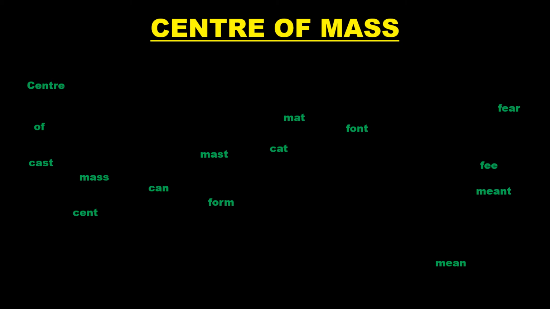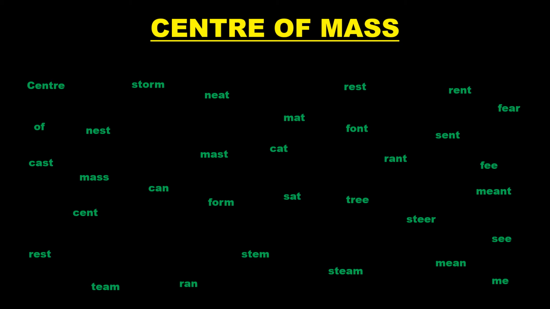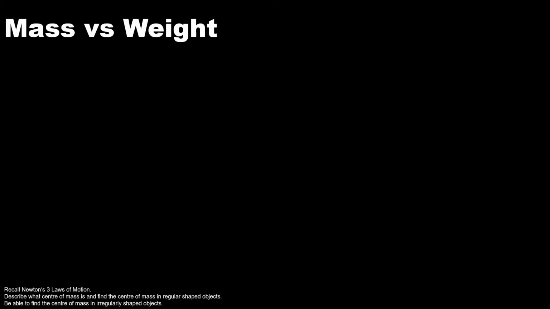Okay, so let's go through some of the words that I came up with. So obviously you've got centre of mass. You're not going to get a point for that. Cent, can, cat, cast, form, font, fear, fee, mast, mat, mean, meant, neat, me, and then all the rest of them. Got things like storm, steam, team, rent, scent, steer. You could have made a lot of words out of that.